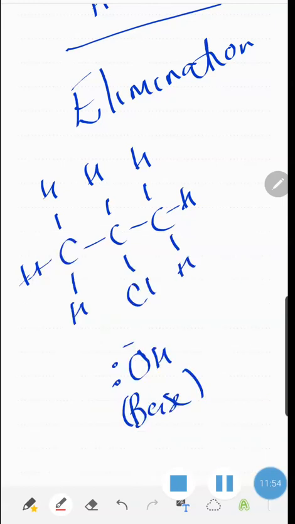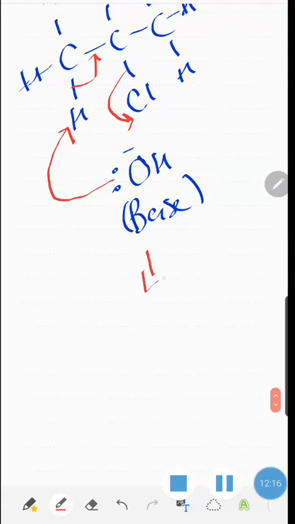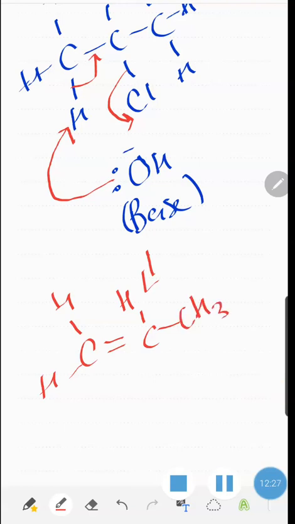The product is an alkene, so the C-Cl bond breaks. There's one arrow. The hydroxide will take the hydrogen on the adjacent carbon, and the C-H bond that breaks comes back in to form a double bond, and there's your product. So it's an elimination reaction, and other products could be water and chloride.